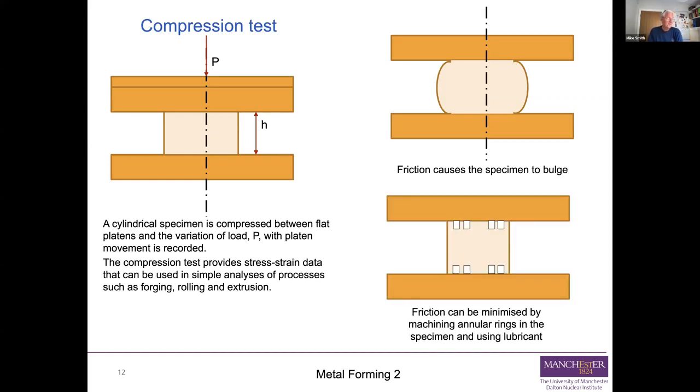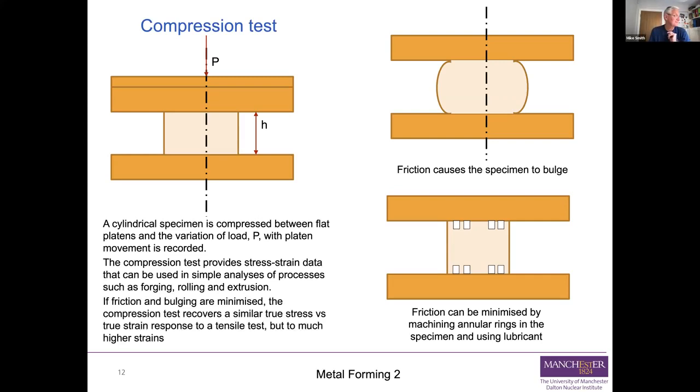So what you do is machine a whole series of annular rings in the top and bottom of your cylindrical specimen, and you fill them with lubricant. Because if you can lubricate that surface and minimize friction, you will minimize bulging, and the load displacement response will be less compromised by the frictional forces that you generate if you're not careful. So that's a compression test.